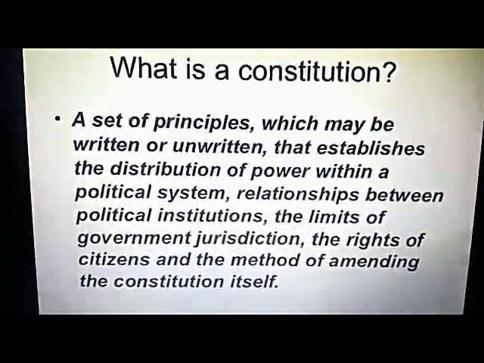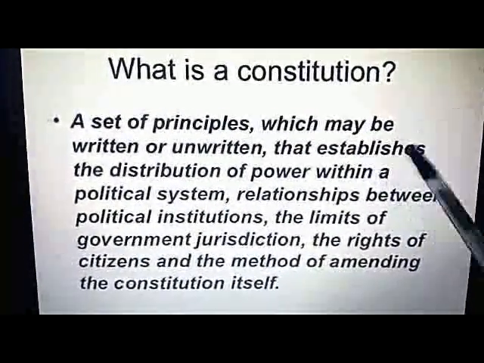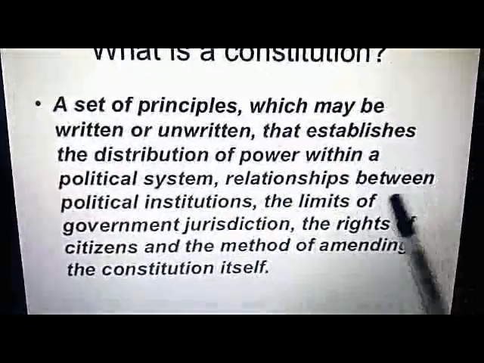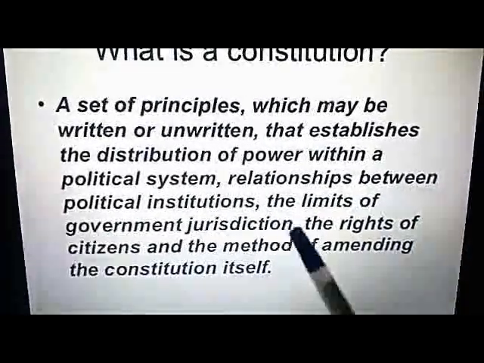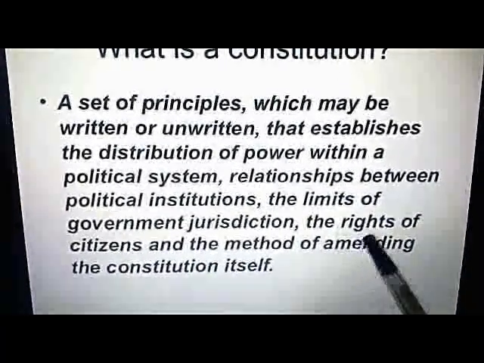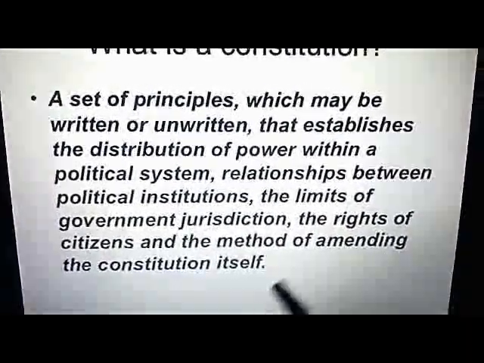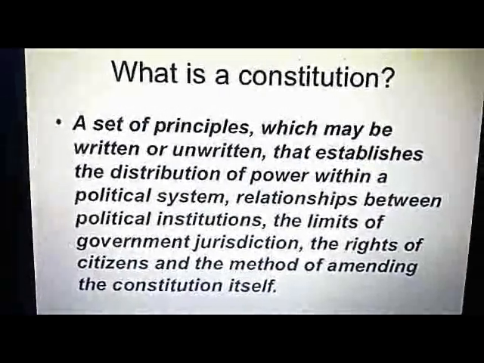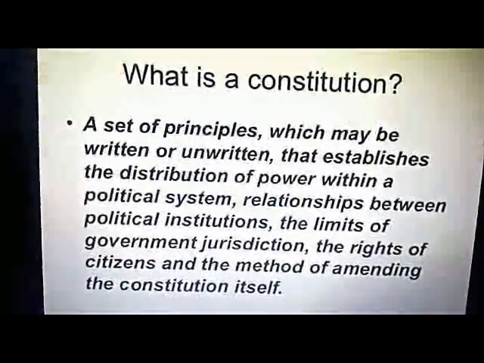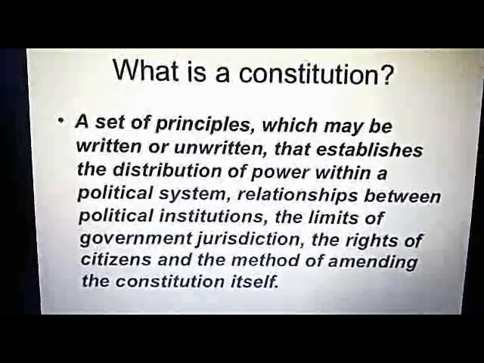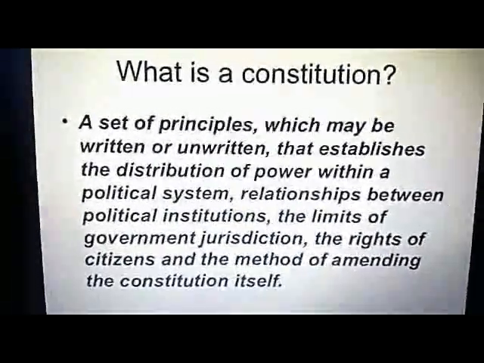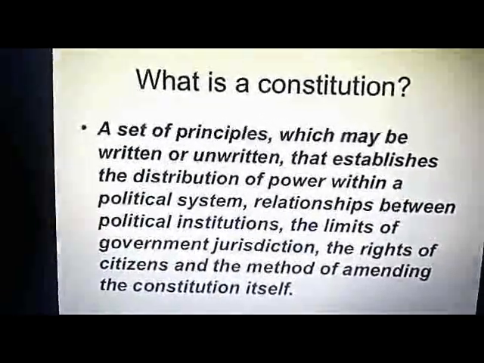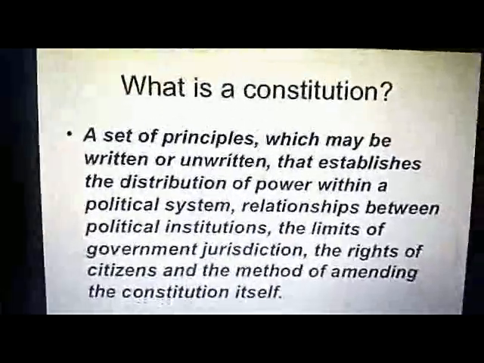So, what is a constitution? A set of principles which may be written or unwritten that establishes the distribution of power within a political system, relationships between political institutions, the limits of the government jurisdiction, the rights of citizens, and the method of amending the constitution itself. In simple words, the constitution has all the rules and laws written down to regulate the country. These laws and rules have to be followed by each and every citizen of India, whether it's the Prime Minister or the general public. It is the same for everyone.